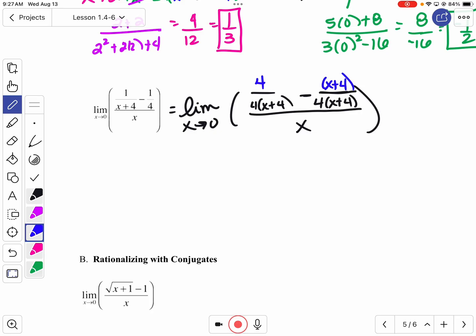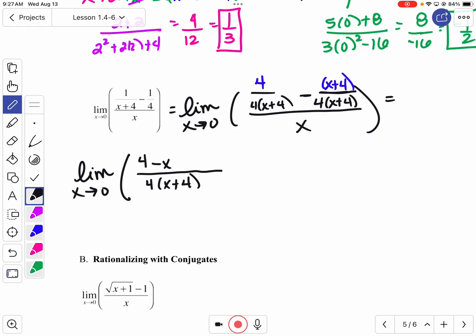Now, I'm still working, so I'm going to keep this limit. I'm not ready to substitute yet. So on the top, my new denominator is 4 times x plus 4. My numerator is now 4 minus x minus 4, and I'm still dividing the whole thing by x. So I'm just doing a lot of algebra right here.